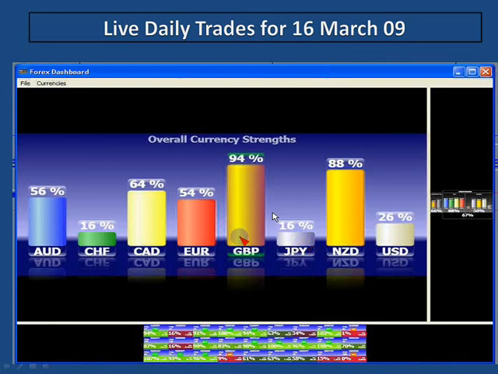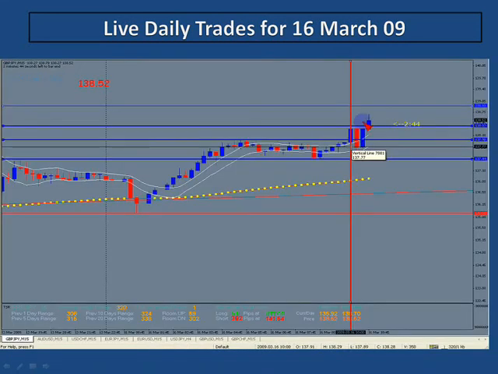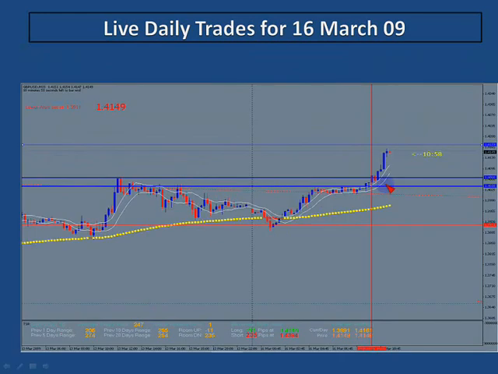I looked for a breakout of my lines of support and resistance, and then I just basically traded the breakout. And here you can see this is the pound US dollar, and that breakout, this was the Friday high, so it was a clear point of resistance there.